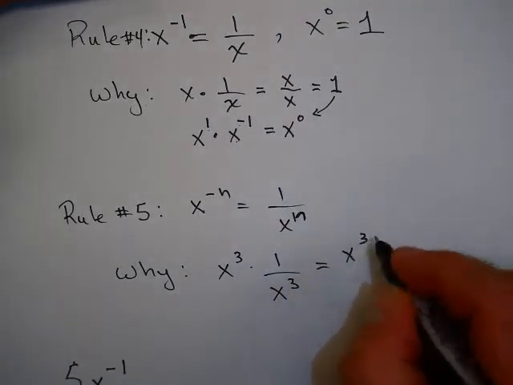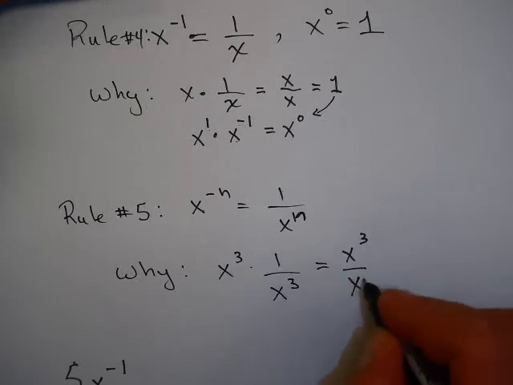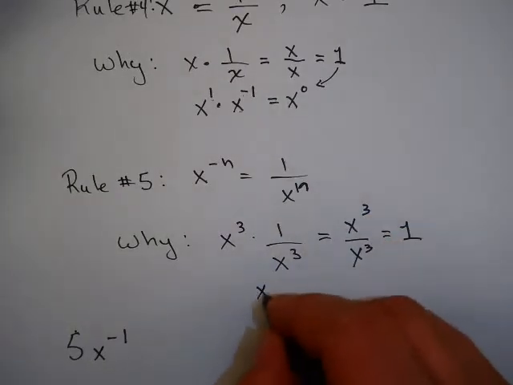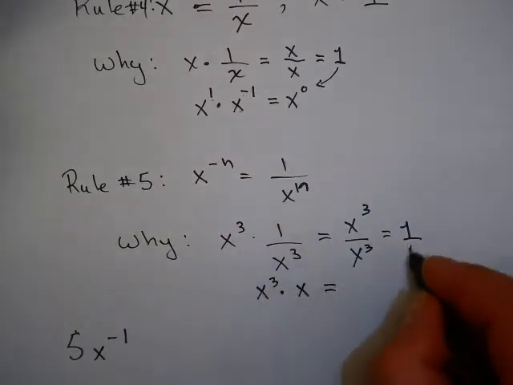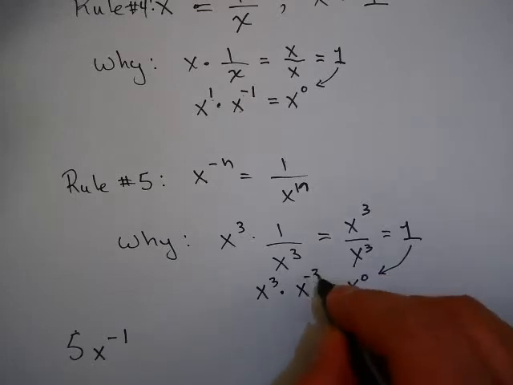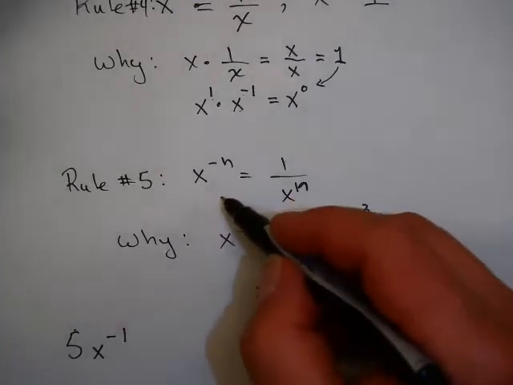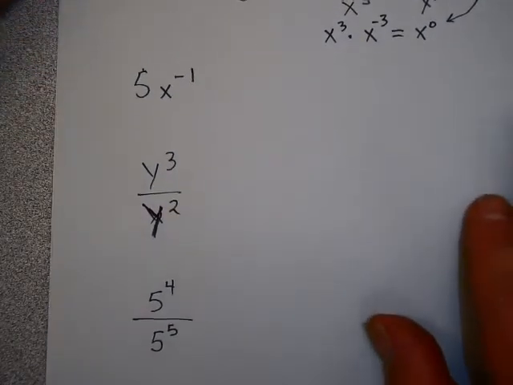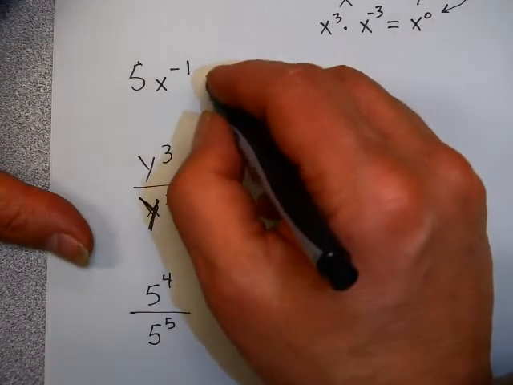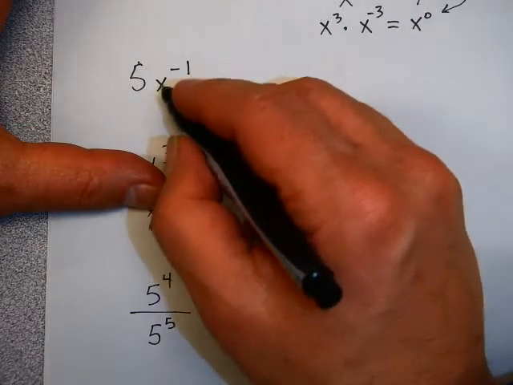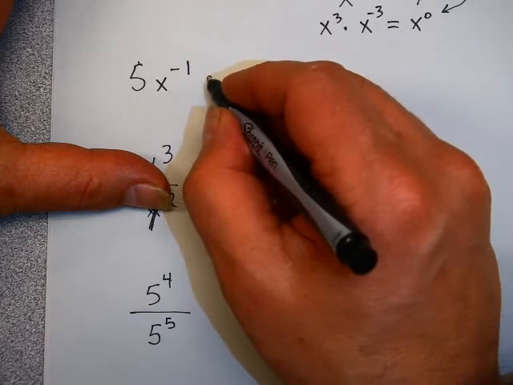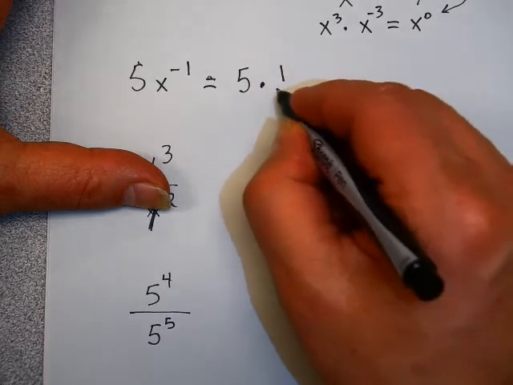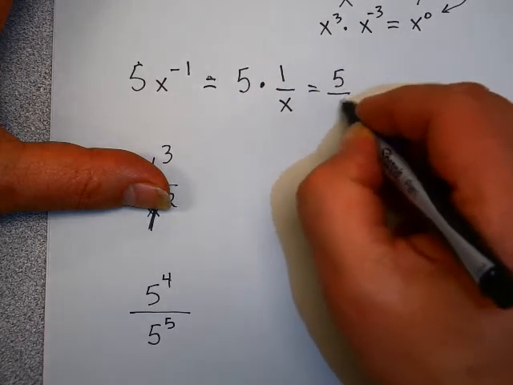Again, if you look at this, you have x cubed times 1 over x cubed. That's x cubed over x cubed, which again is 1. You could say that's x cubed times x to the what equals 1, but 1 is x to the 0, so this better be negative 3. So usually I just refer to this rule. It kind of includes that one too. Let's look at some examples. Okay. Here, 5x to the minus 1 is, well, the minus 1 only applies to the x. So this is 5 times 1 over x, which is 5 over x.